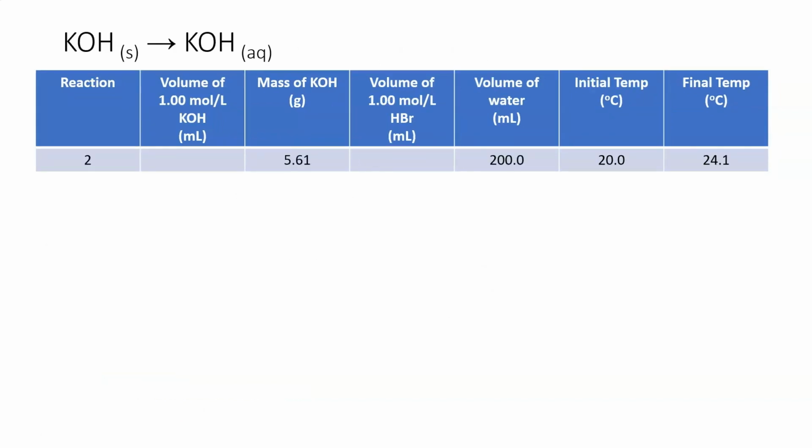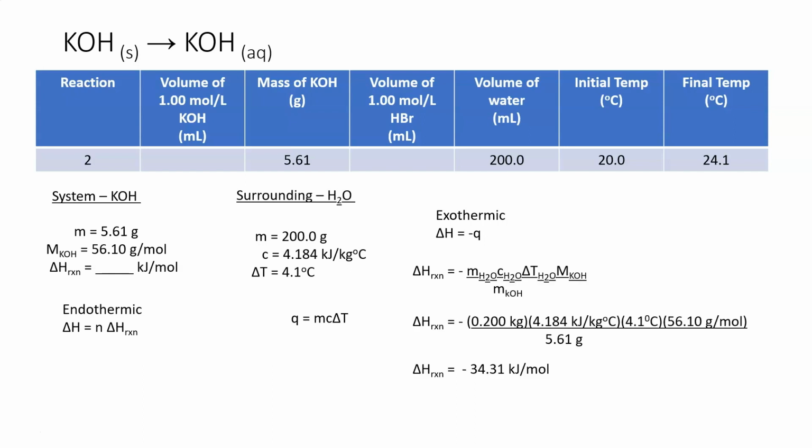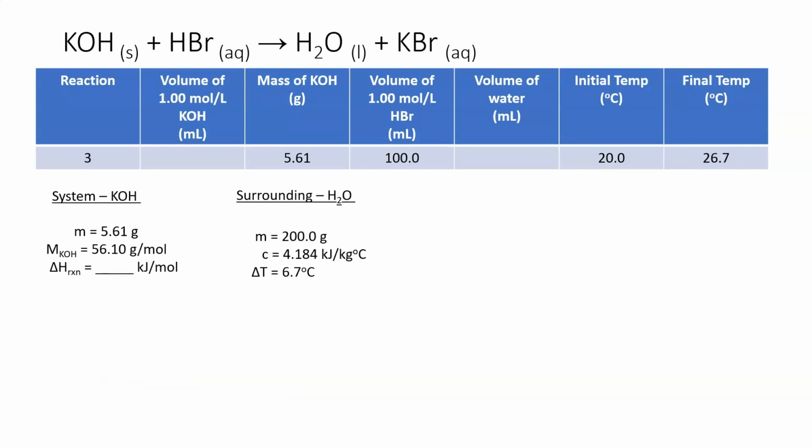Similarly, for the dissolving of solid potassium hydroxide in water, I identify my system, my surroundings, and the fact that it's exothermic, and how I'm going to calculate my energy change or enthalpy change for my system and my surroundings. Then I can solve for my unknown. And again, I get my molar enthalpy from this, and I have to turn it into an enthalpy change for my balanced equation by multiplying by the coefficient. And finally, we'll do it for our third reaction, even though this is our target equation, since we have data.